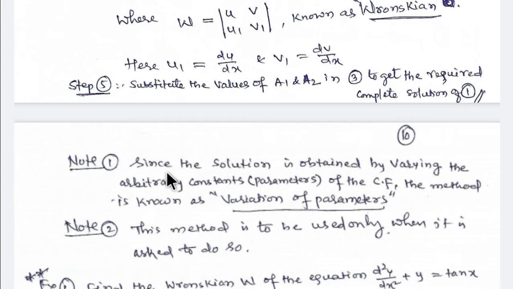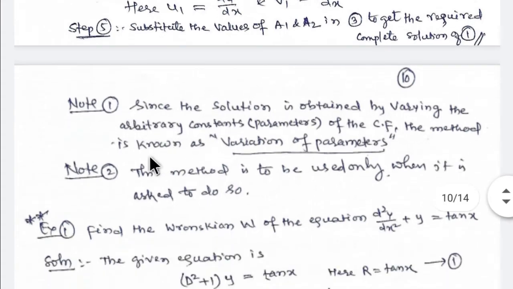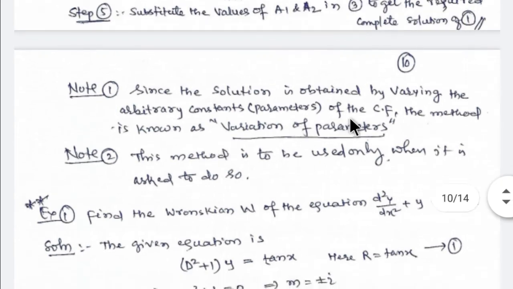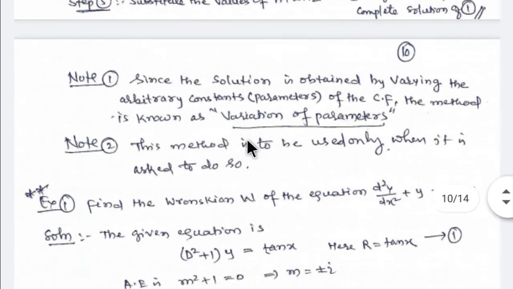Number 1: since the solution is obtained by varying the arbitrary constants, meaning the parameters of the CF, the method is known as variation of parameters. It is variation of parameters.